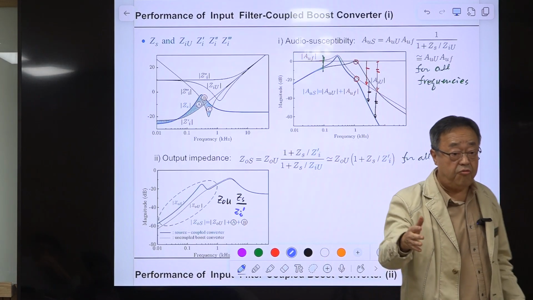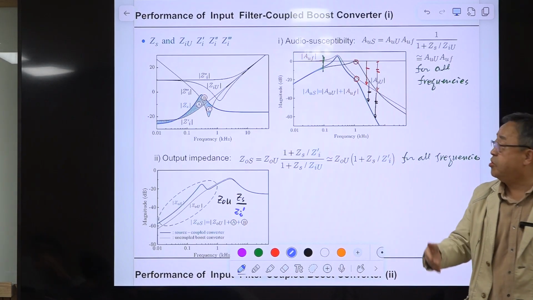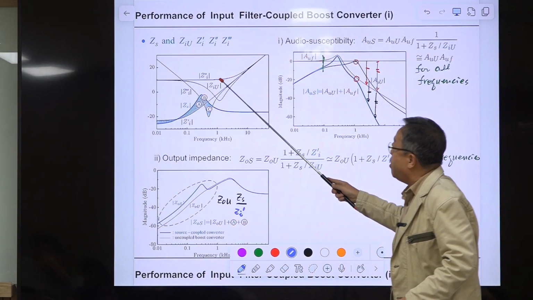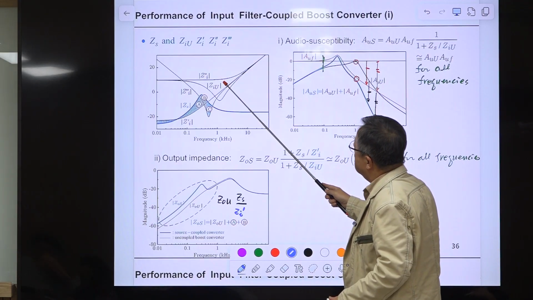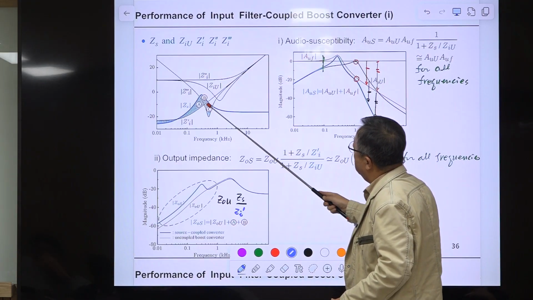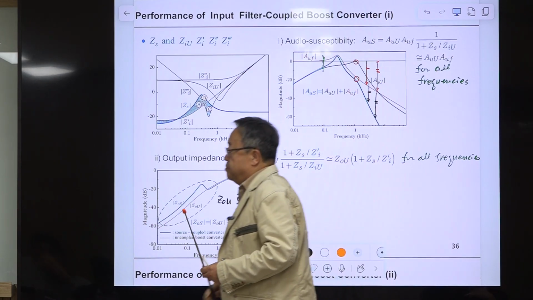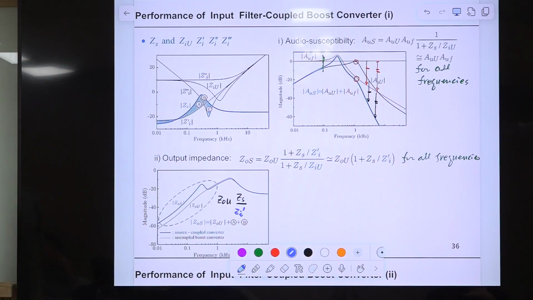Okay, the capacitor will be shorted, and the inductor becomes very large. That's right, the inductor becomes very large. So you have this kind of shape at high frequencies. Okay, and here is the situation.